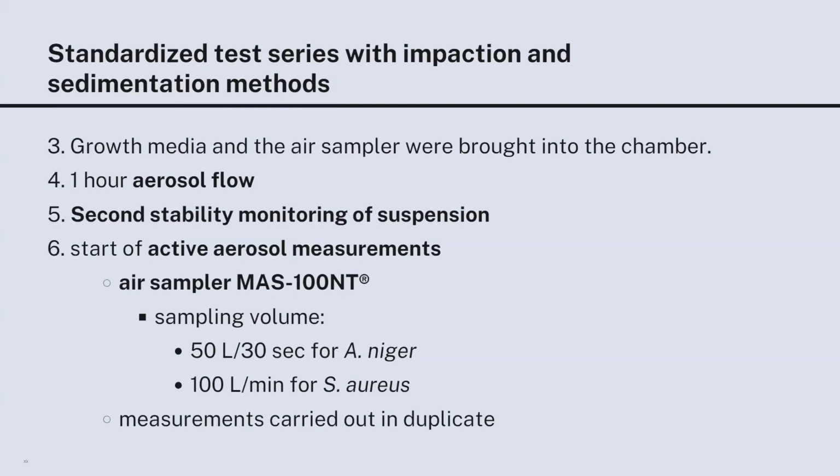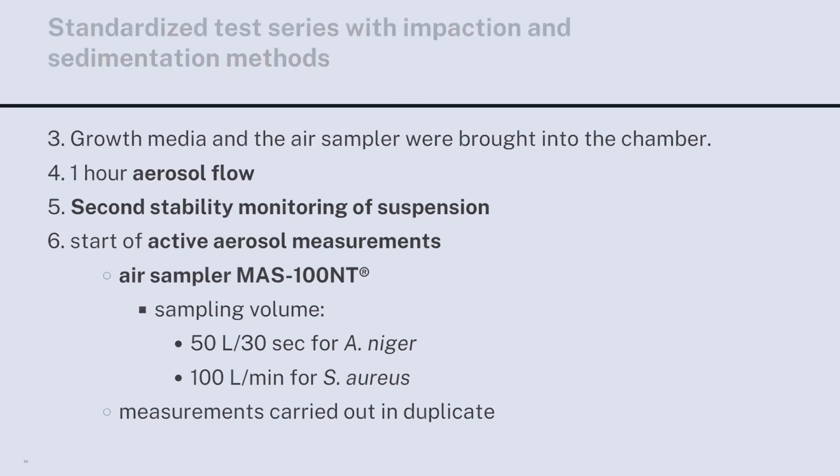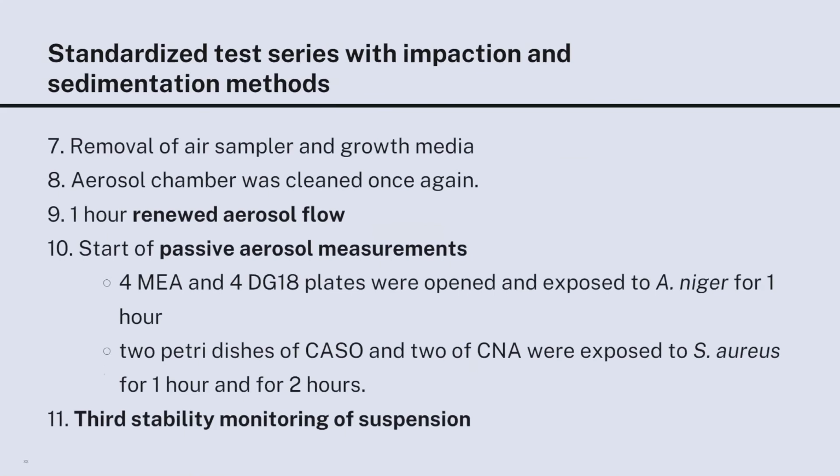For the active measurements of airborne microorganisms, the air sampler MAS-100 NG with a sampling volume of 50 liters per 30 seconds for Aspergillus niger and 100 liters per minute for Staph aureus was selected in the preliminary experiment. Following the removal of the air sampler and the growth media, the aerosol chamber was again cleaned as I mentioned a while ago, followed by another renewed aerosol flow for 1 hour.